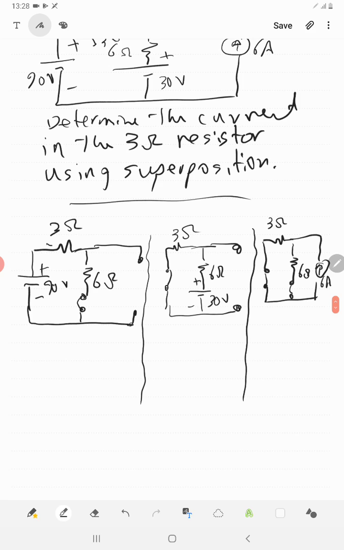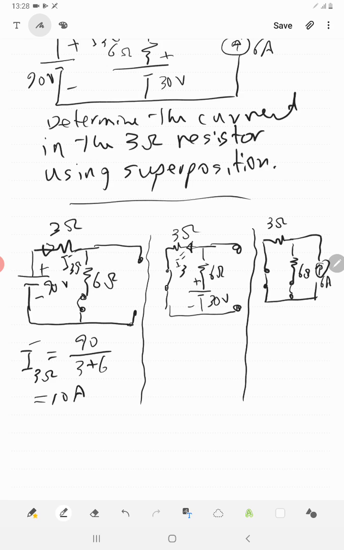Let's find what is I 3 ohms prime. So I 3 ohms prime is equal to 90 divided by 3 plus 6. So it will give us 10 amps. Okay, and here this is I 3 double prime.